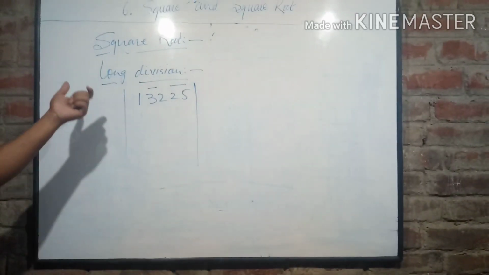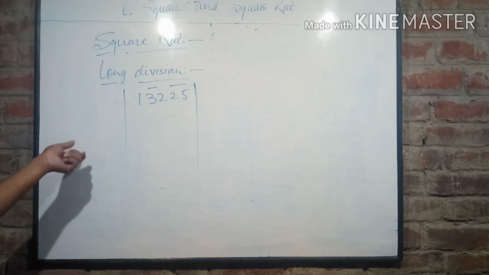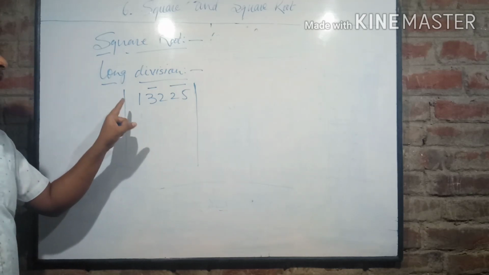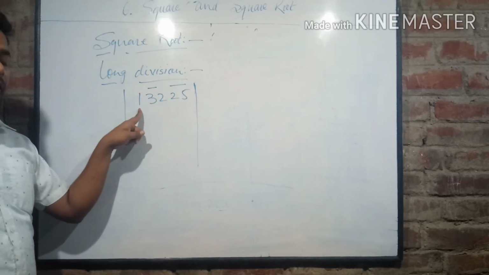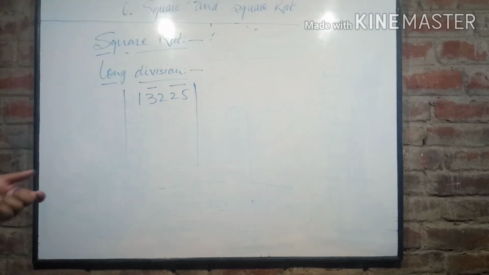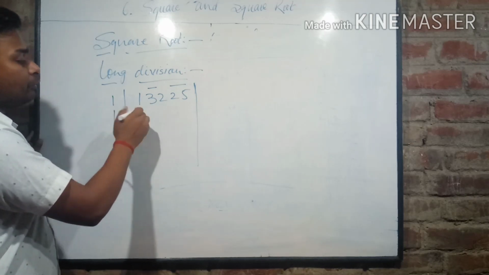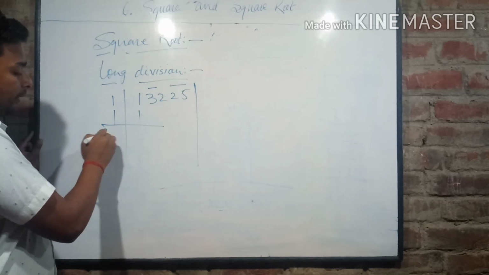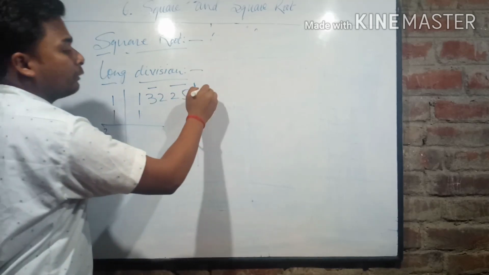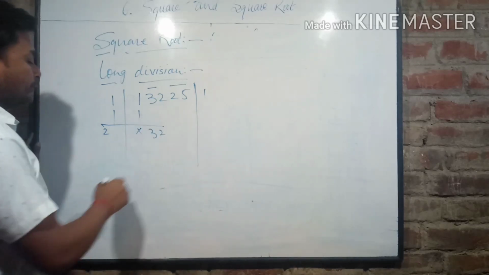Now we have to write such a number over here which, when multiplied with the same number, gives a product equal to this number or less than this number. Here it is 1, and 1 into 1 is 1. We will write 1 plus 1, here 2, and the quotient is 1. Now the remainder is 0, and bringing down the next pair, it is 32.